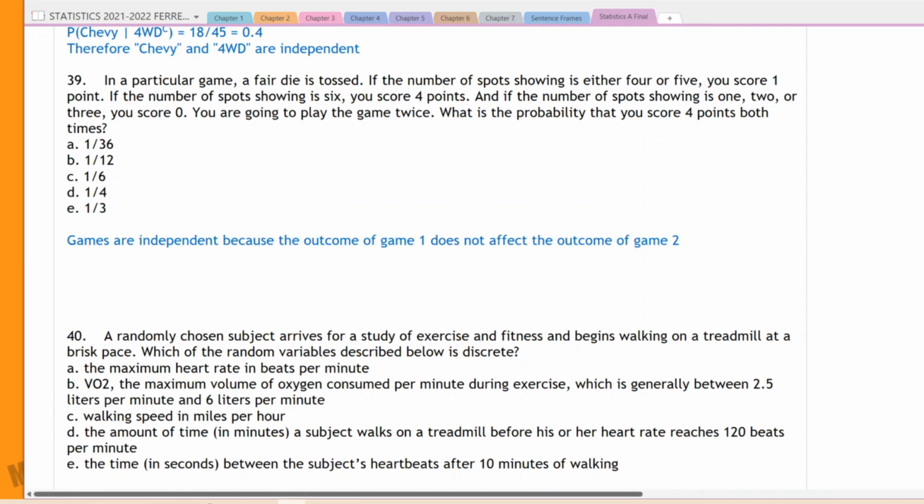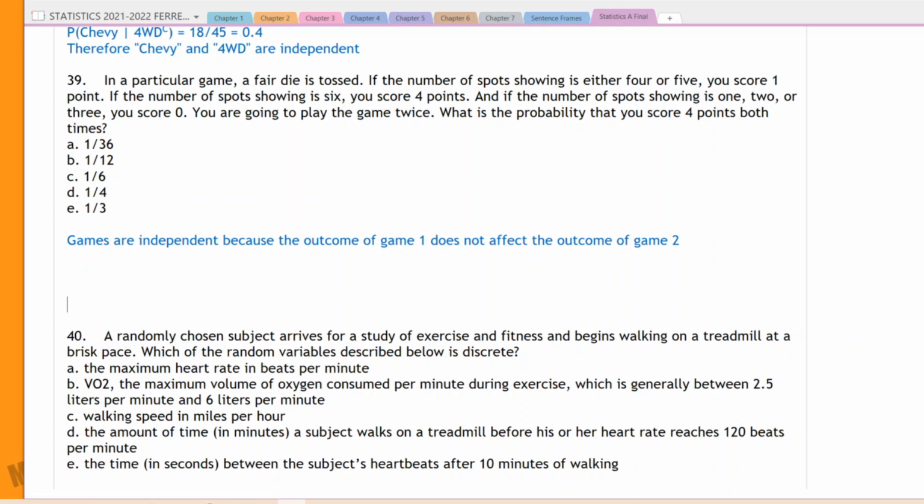So the first thing to notice is because the die has no memory, the games are independent, because the outcome of game 1 is not going to affect the outcome of game 2. So this means that the probability that game 1 is equal to 4 and game 2 is equal to 4 is going to be the probability that game 1 equals 4 multiplied by the probability that game 2 is equal to a 4. So what's the probability that you get a 4 in game 1?